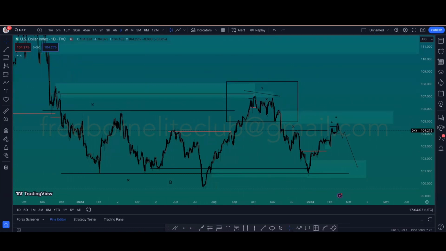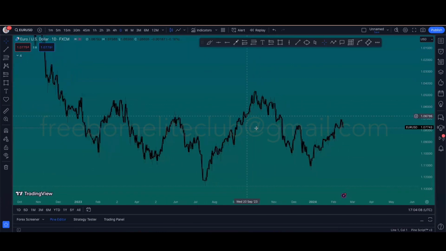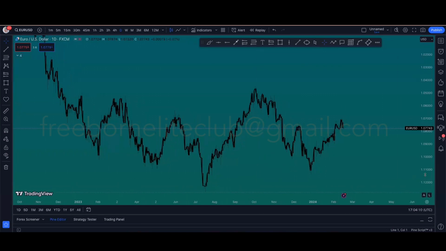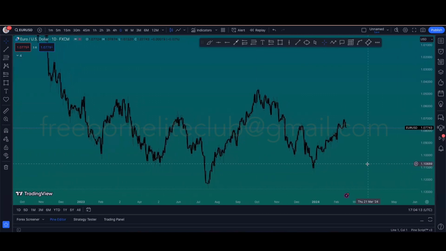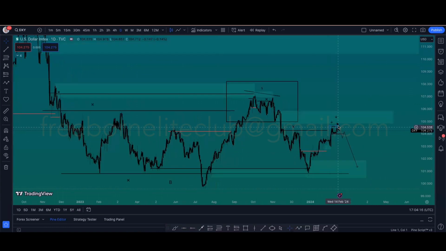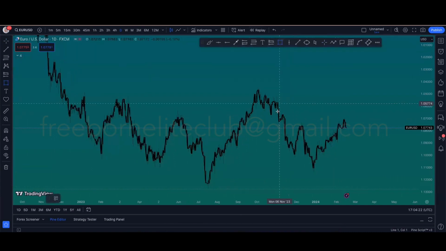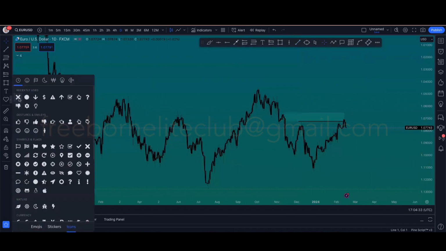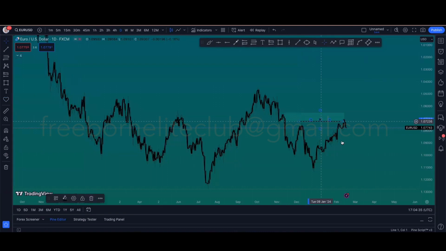So now the dollar has distribution here, and the euro has distribution here. Now, if you are looking at the euro right now, look at the dollar. You see, this zone has not properly come into the top of this zone. But if you look at the Euro USD, price has already come into this zone and it has taken out this inducement. Look at that perfect double top that is swept out while tapping into that zone.